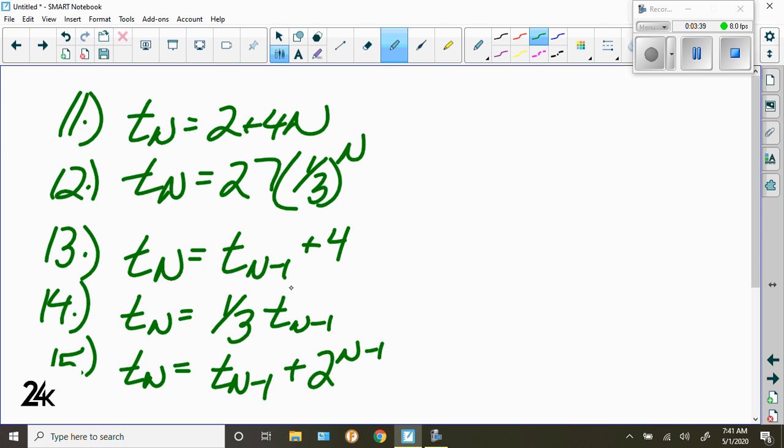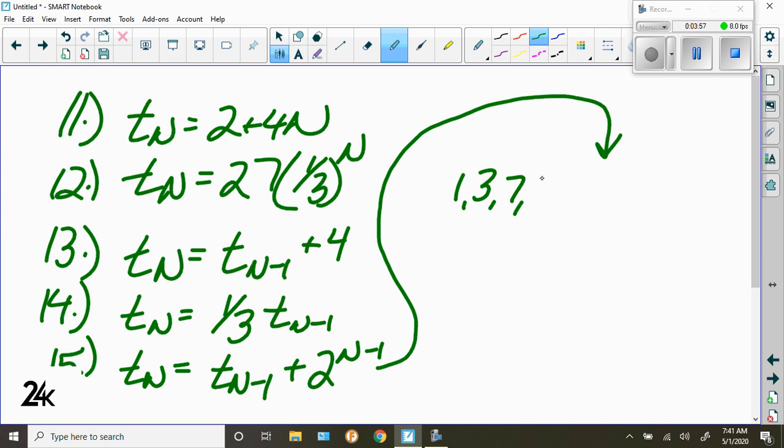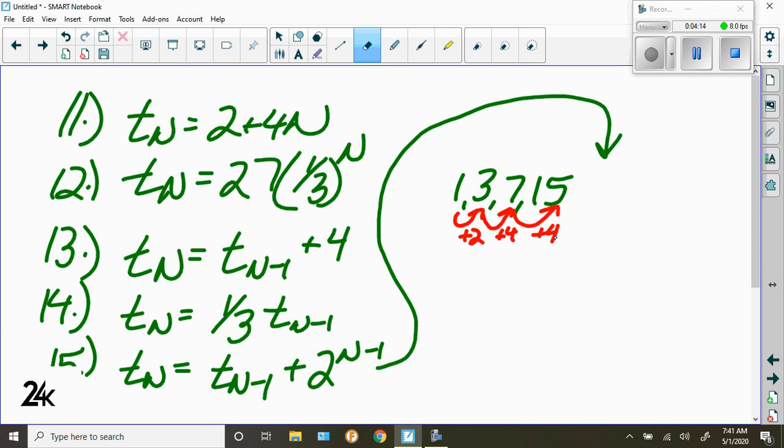Do you want to see that one? Okay, so let's talk about that one, number 15. Finally, something to talk about. All right, so number 15. The pattern was 1, 3, 7, 15. Okay, and so it's going up by 2, and then it went up by 4, and then it went up by 8.